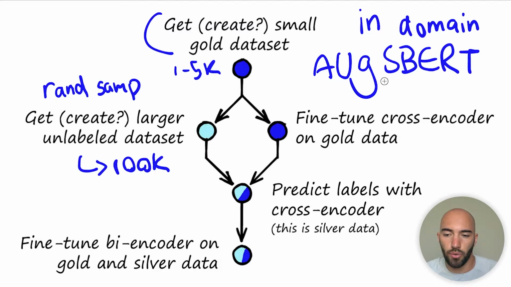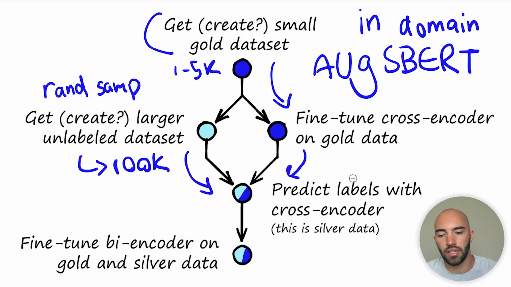So what we do is we take that gold data set and take it down here and fine-tune a cross encoder using that gold data, because we need less data to train a reasonably good cross encoder. Then we use that cross encoder alongside our unlabeled data set to create a new silver data set. The cross encoder is going to predict the similarity scores or NLI labels for every pair in that data set.